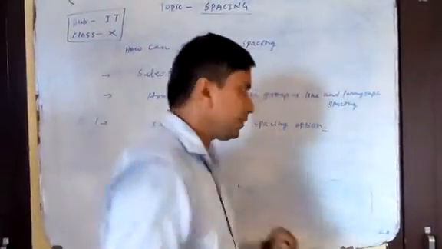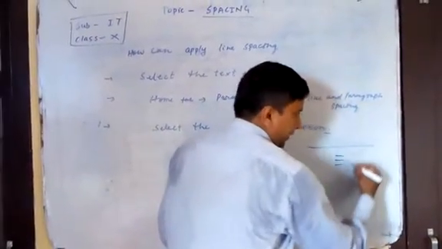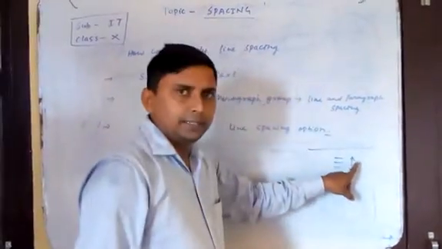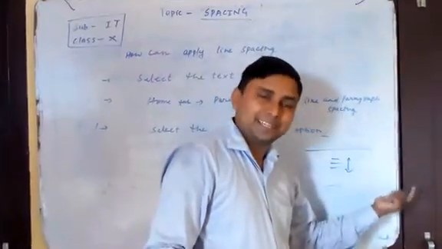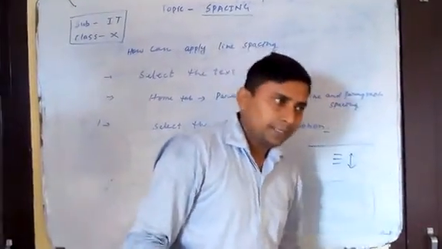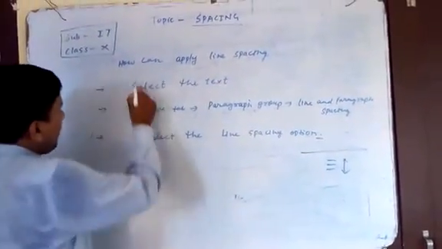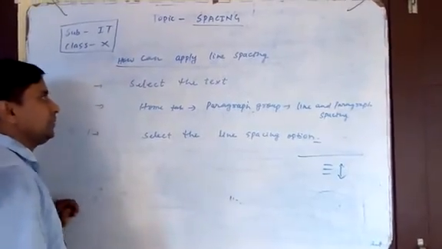This option will be here, like this. Whenever you click on this, it will appear and you can select the appropriate line spacing. Now, the other way: how can we apply line spacing?